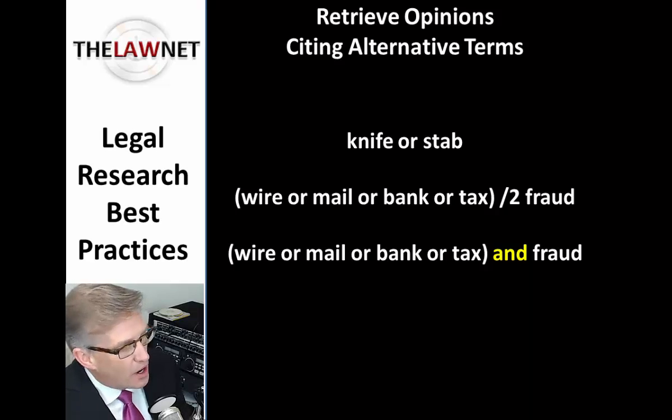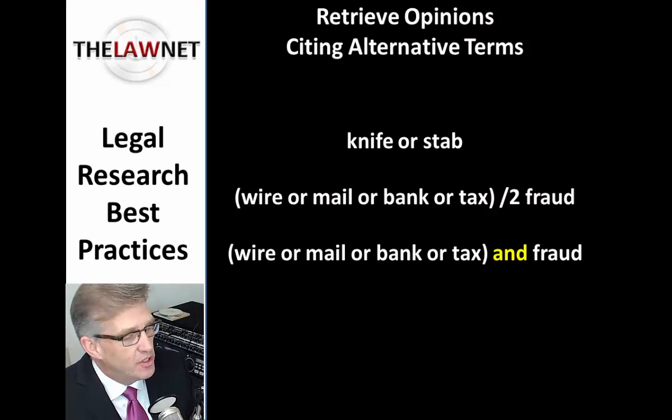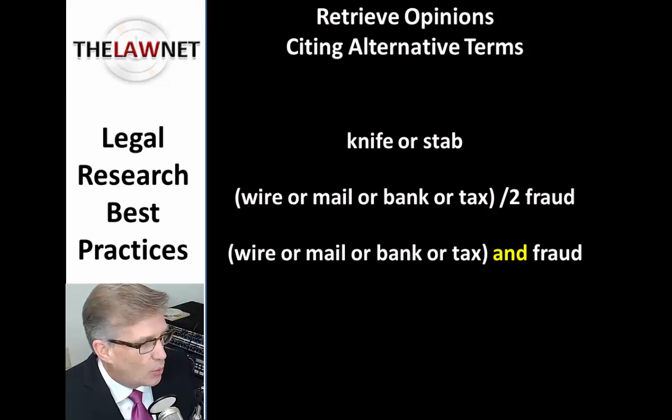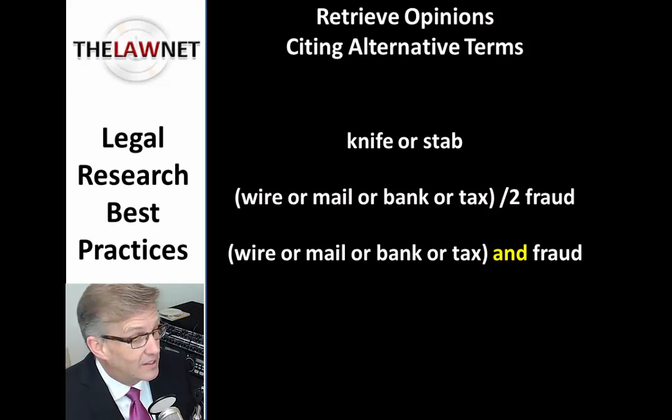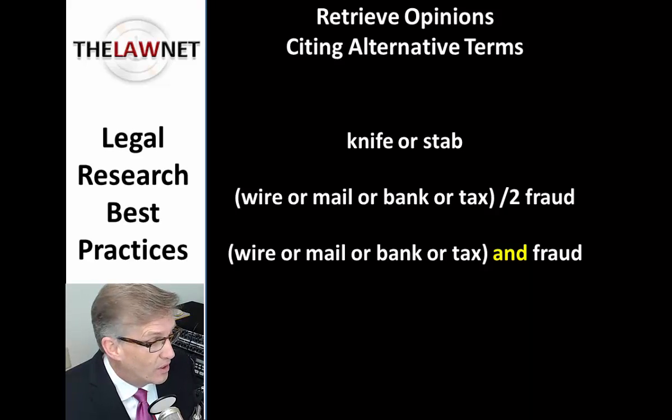This query that I just brought up, do you understand how it's conceptually distinct from the query prior to it? Okay, the first query asks for opinions that have the word fraud within 2 words of the term wire. The second query asks for opinions that have the word fraud anywhere in the opinion, the word wire anywhere in the opinion. So I'm going to get many, many more cases with the second query, and it's really not a good query because it's going to deliver ambiguous results. Whereas the first query is going to find me only cases talking about wire fraud, mail fraud, bank fraud, or tax fraud.